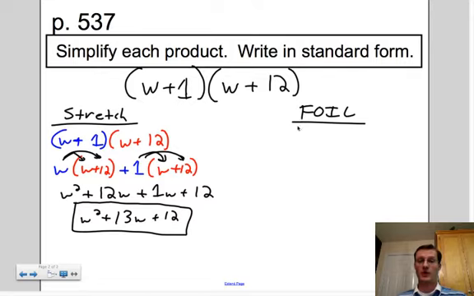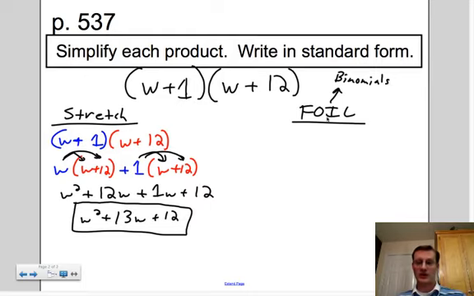But there's also another way that we can do this. The stretch, the distributive property, that's going to work for binomial times trinomial, 2 terms, 3 terms. That's going to work on monomial, trinomial. It's going to work on all sorts of different combinations. The FOIL is just for binomials. So keep that in mind. Only 2 terms times 2 terms.